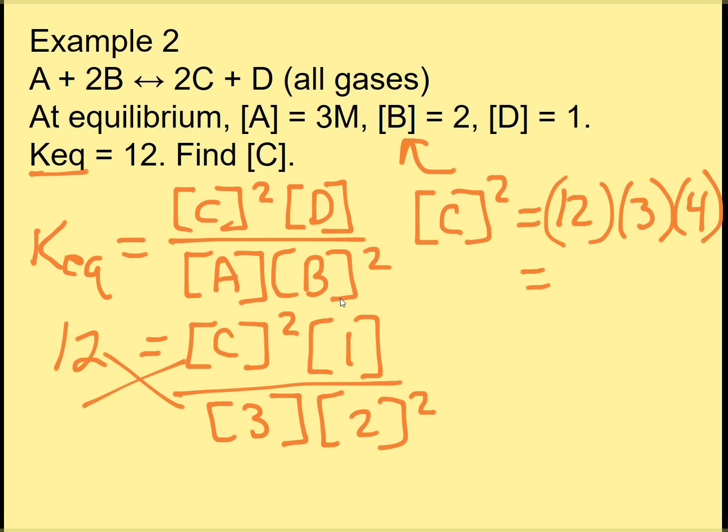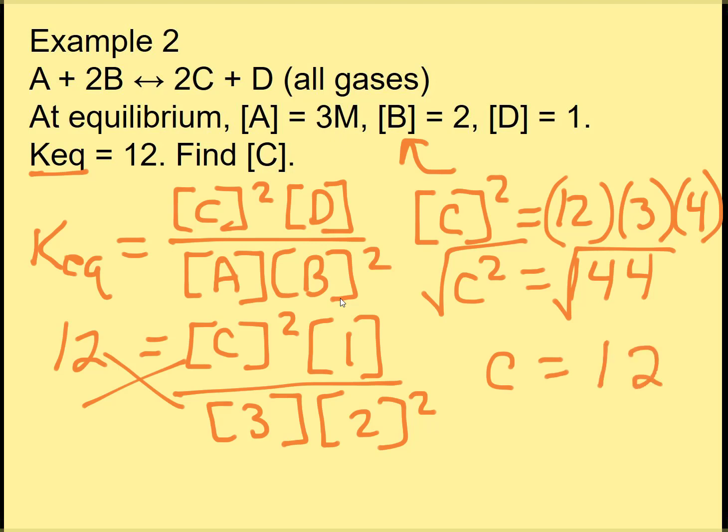So I end up with 12 times 12, which is 144. And then to get rid of that squared, I'm going to take the square root of each side. So I get c is equal to 12. So this is a common thing where you will end up with a square and you'll have to take the square root to get the answer. And notice that at the beginning, it says all these values are at equilibrium.